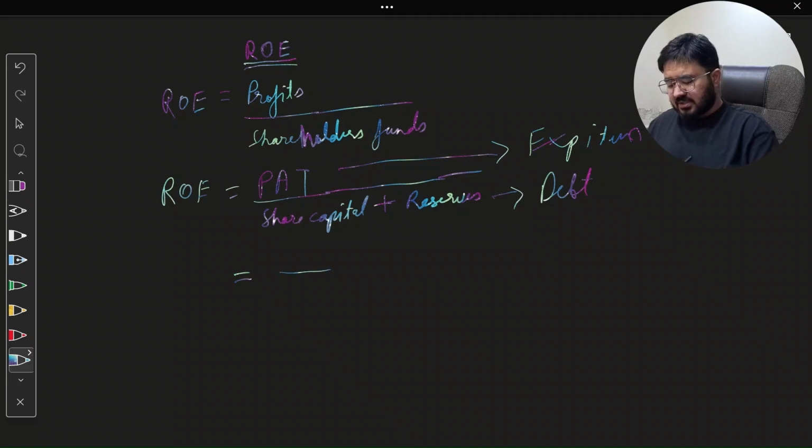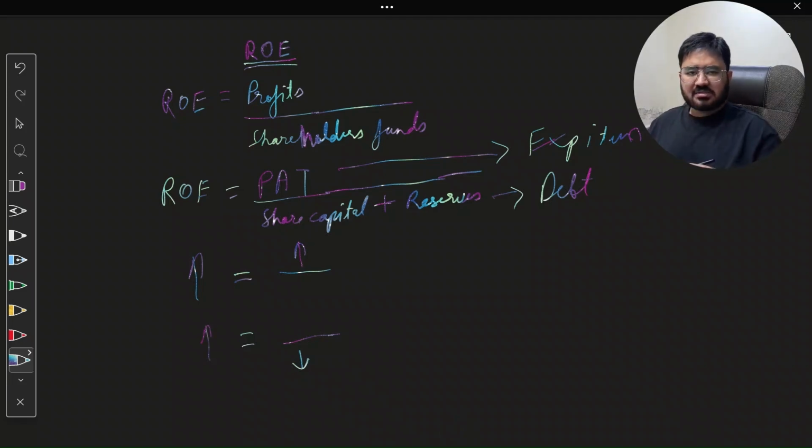How? If the PAT increases, the numerator increases, so ROE increases. The second one: if the debt increases, then the denominator actually decreases, because debt has to be deducted from the share capital in the calculation of ROE. So if the denominator decreases, of course ROE increases. So by these two things, ROE could be inflated.